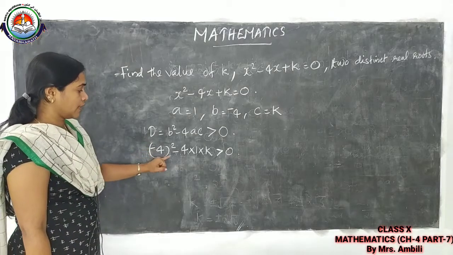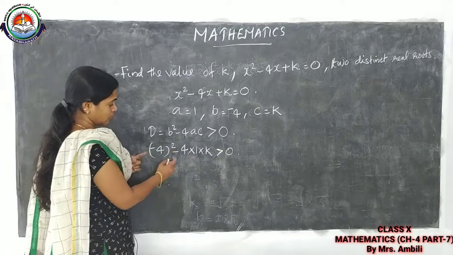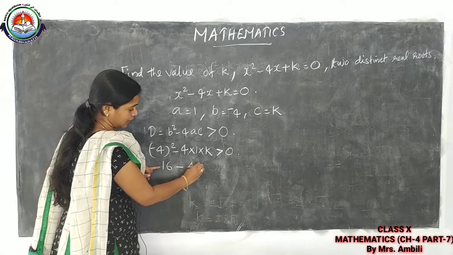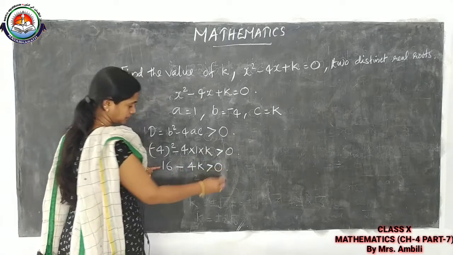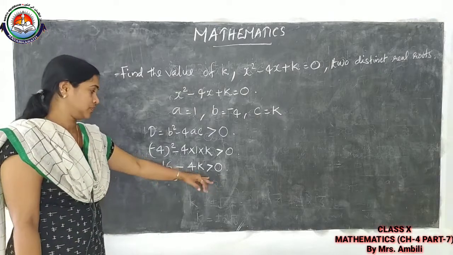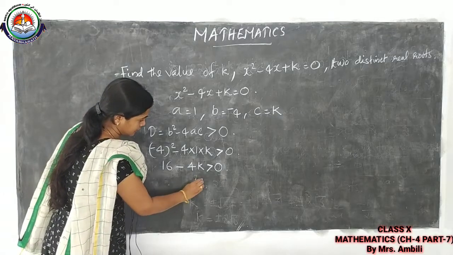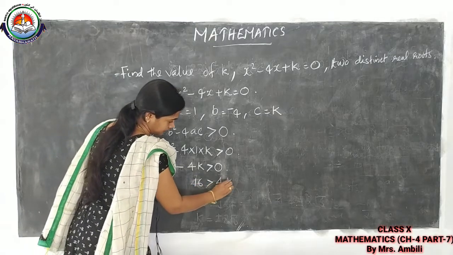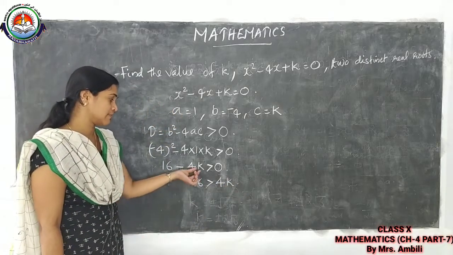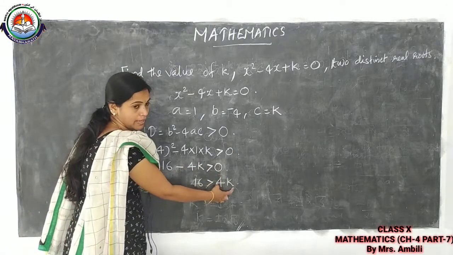Minus 4 square minus 4 into 1 into k greater than 0. So what is minus 4 square? 16. So 16 minus 4k greater than 0. So we can write 16 greater than 4k. I took this minus 4k to the right side. So 16 greater than 4k.